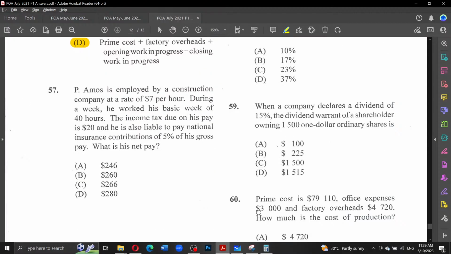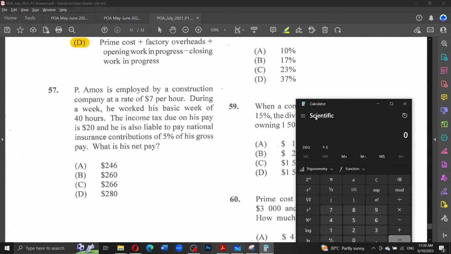Alright, 57, let's see. An employee is employed by a construction company at a rate of $7 per hour. During the week, he worked basic hours of 40. Alright, that's all for working. So that's his basic pay. The income tax on his pay is $20. Okay. And he's liable to pay national insurance contribution of 5% of his gross pay. So 5% of this amount, I'll minus the 5% first.